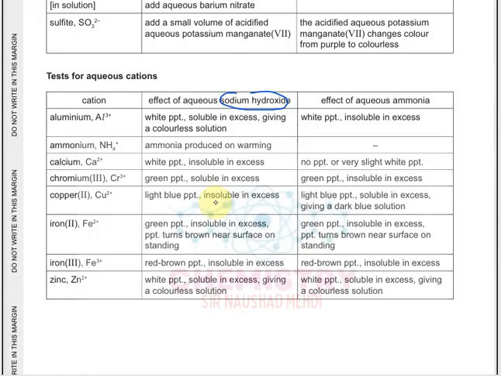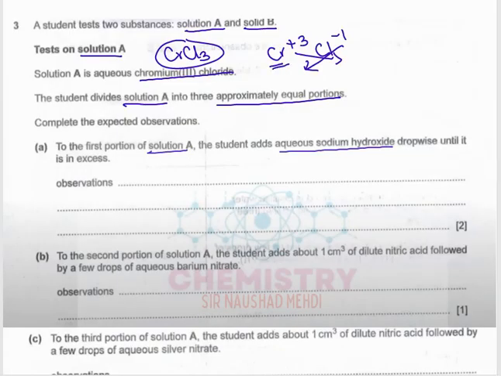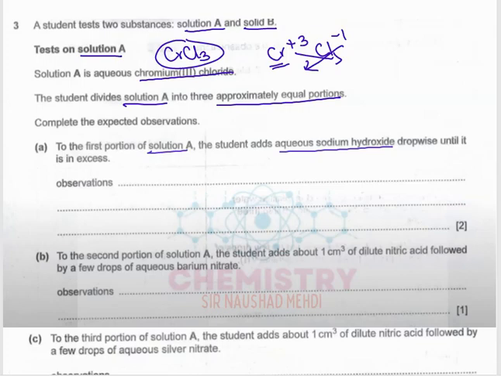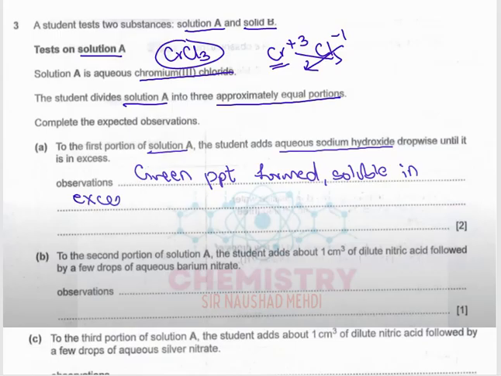So in our salt, what was the cation? The cation was chromium, Cr3+. Chromium Cr3+ gives you a green precipitate which is soluble in excess. So here we can write: green PPT formed, which is soluble in excess, forming a green solution.